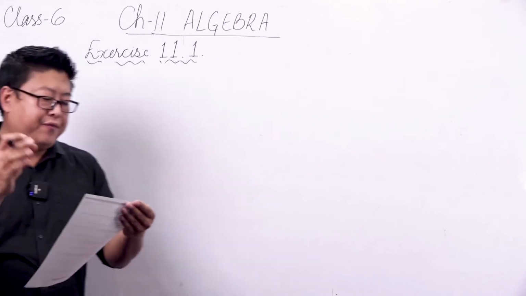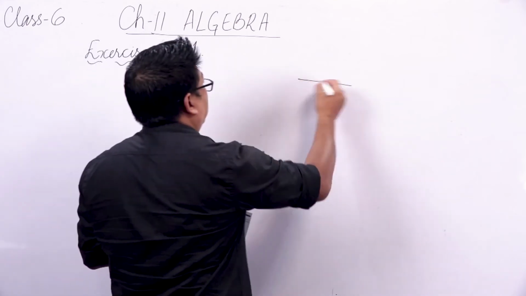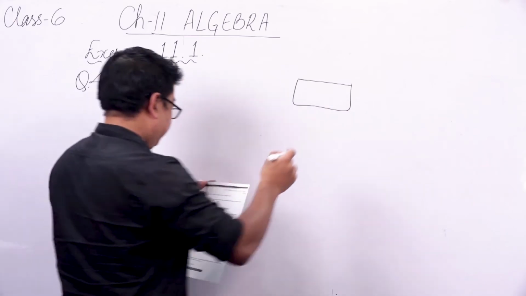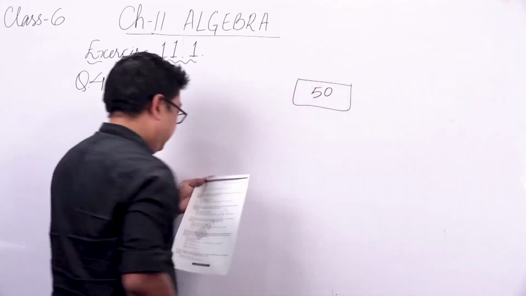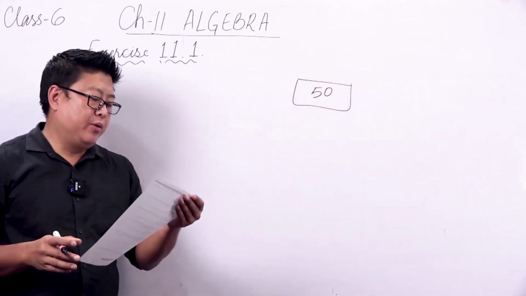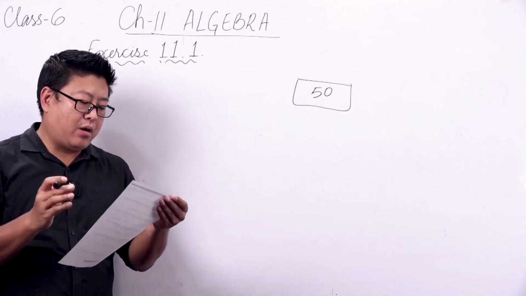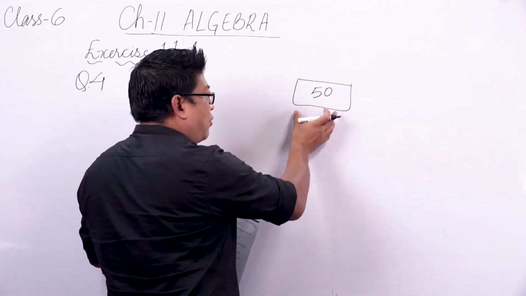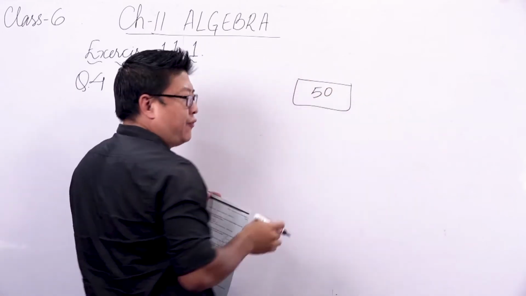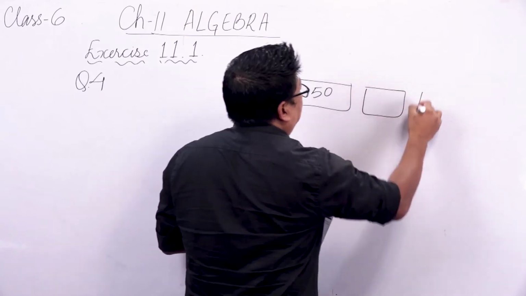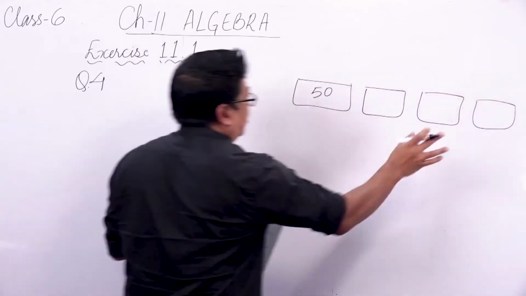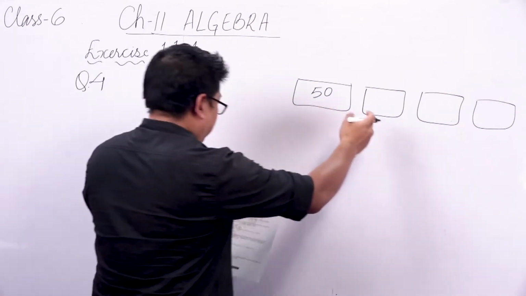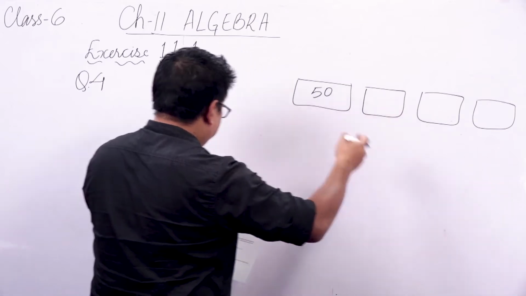If there are 50 mangoes in a box, how will you write the total number of mangoes in terms of number of boxes? So for one box, in one box, there are 50 mangoes. So if I want 4 such boxes, how do I represent this, right? How do I represent the total number of mangoes in terms of number of boxes?